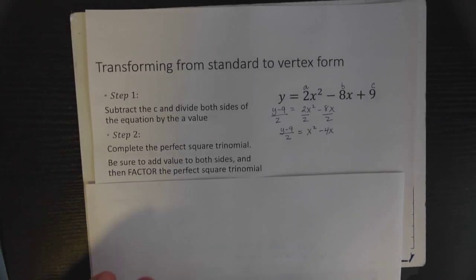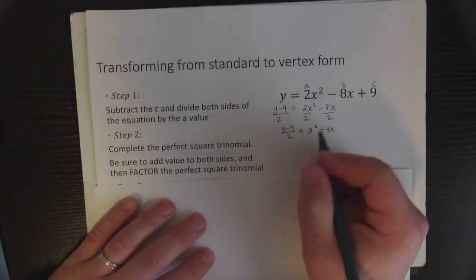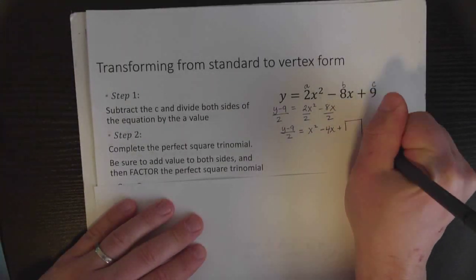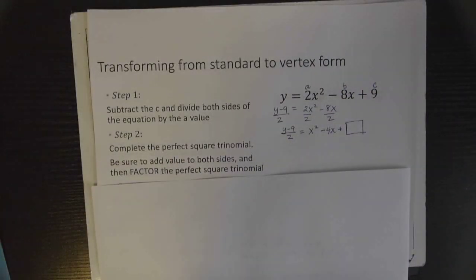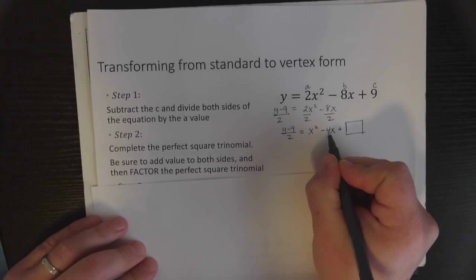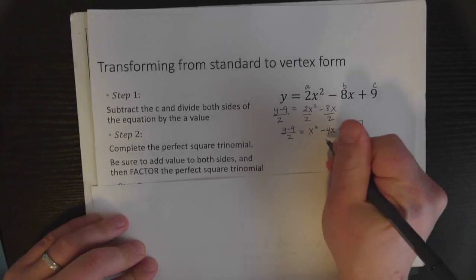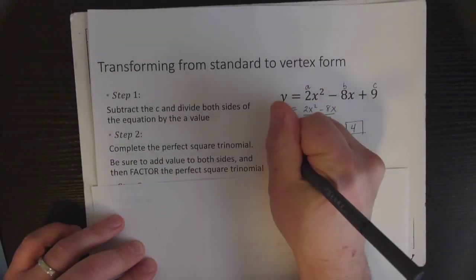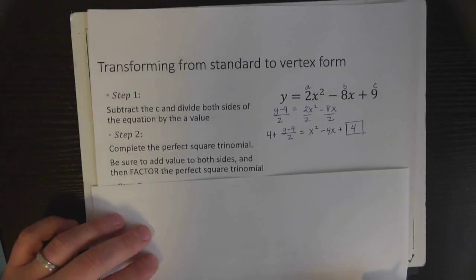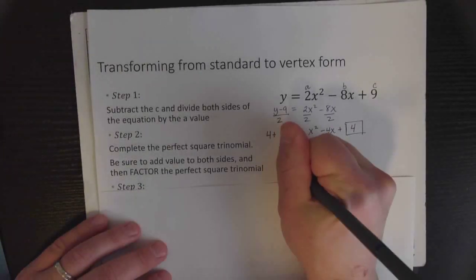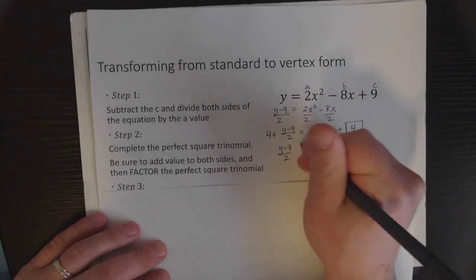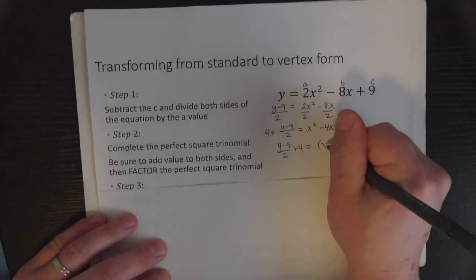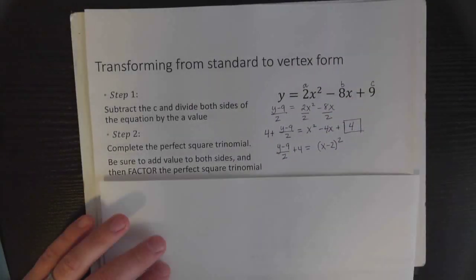So now we're going to complete the square like we were doing in part 1 of this video. So I want to force this to become a perfect square trinomial, so I need to add a value to it so that it becomes one. Well, my middle term is -4 divided by 2 and square it, so that will be plus 4. But if I add 4 to this side, we have to remember to add 4 to the left-hand side. So now we have y minus 9 over 2 plus 4 equals, well, I need to factor that. So this factors to x minus 2 squared.